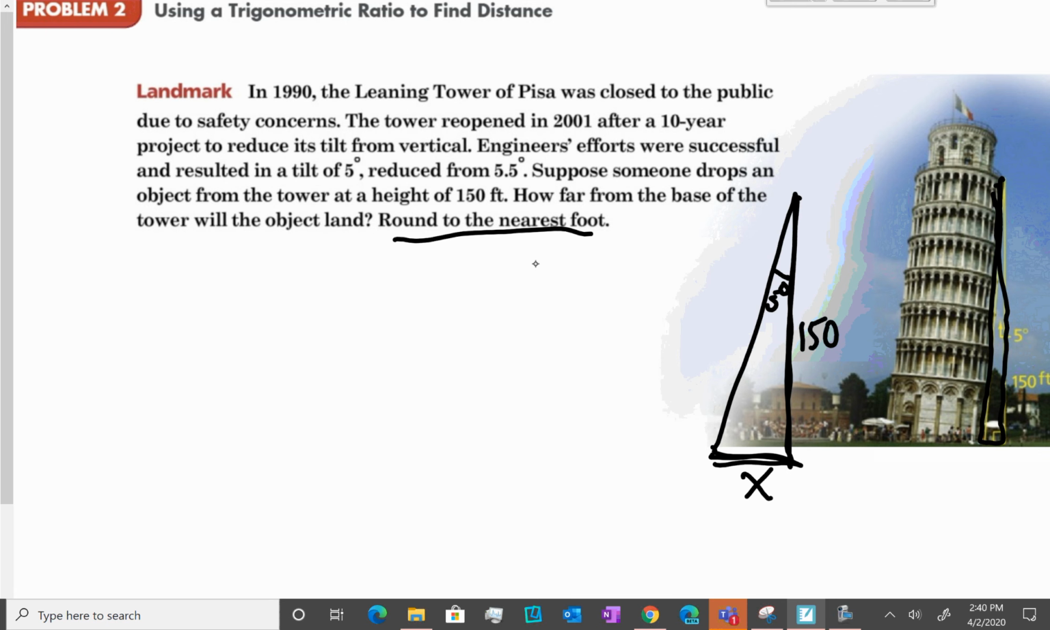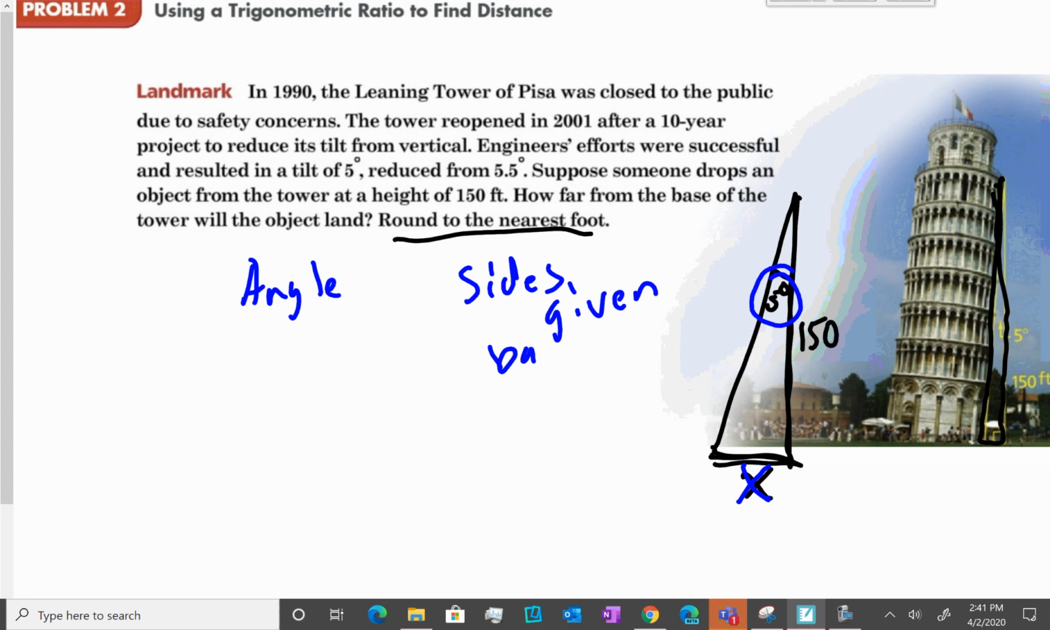Okay. So we look at the angle of our reference. And then we look at what side we're trying to find in relationship to that angle. And we look at the side that we're given. So we always are referencing an angle, and what is the side given based on the angle given.